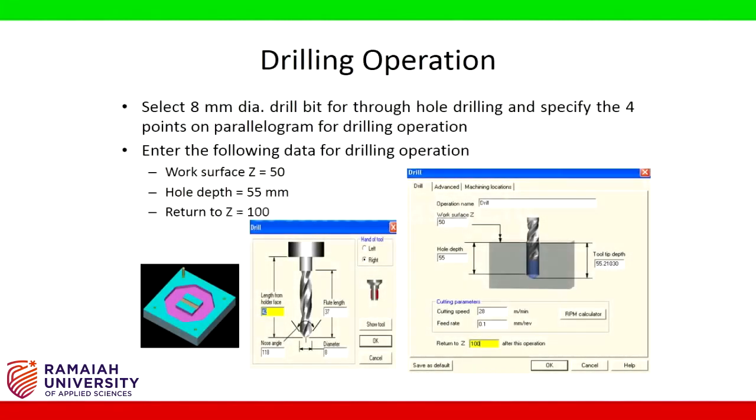Drilling operation. Similarly, select an 8 mm dia drill bit for through hole drilling from the tool library. Select 4 points on the parallelogram for the drilling operation and enter the following. Work surface Z equal to 50, hole depth equal to 55 mm, return to Z equal to 100.